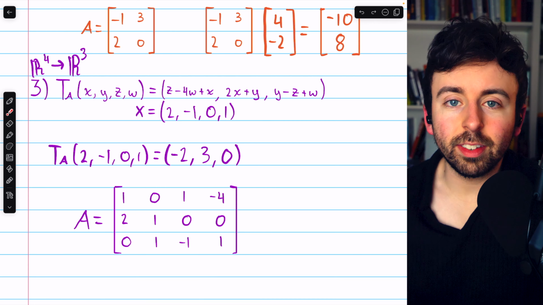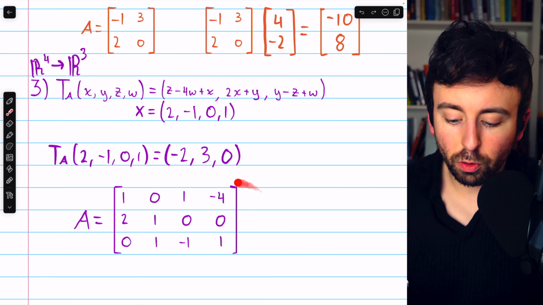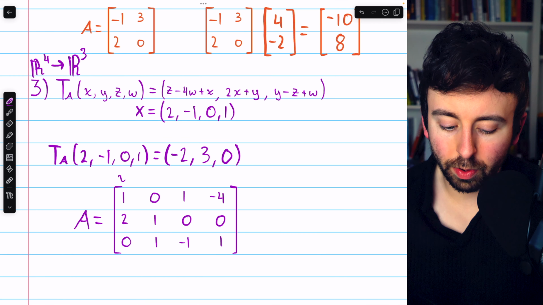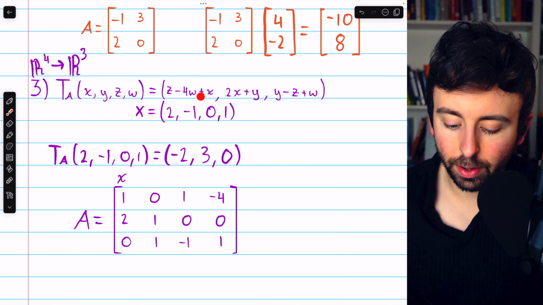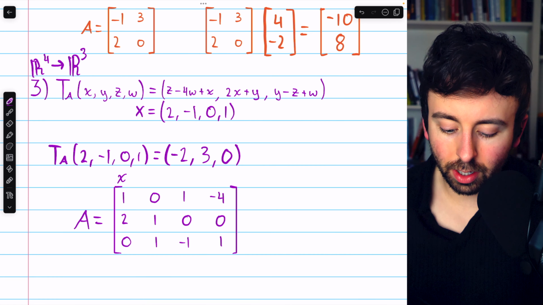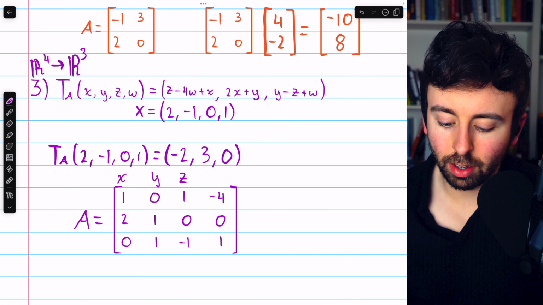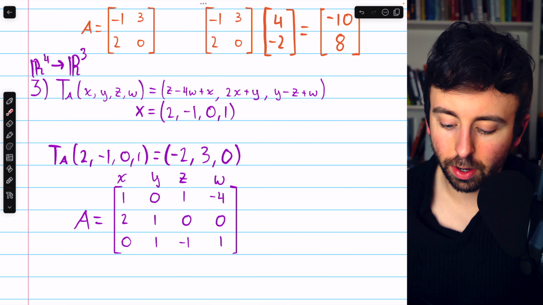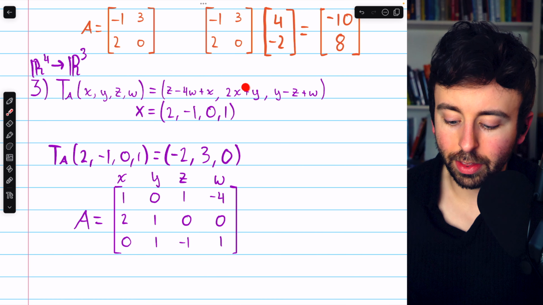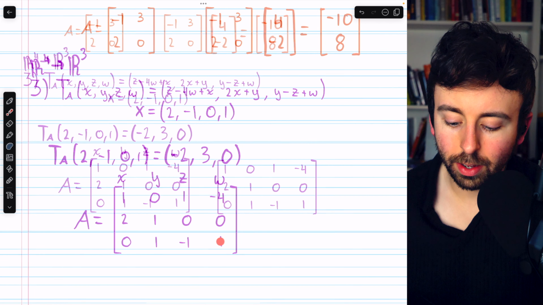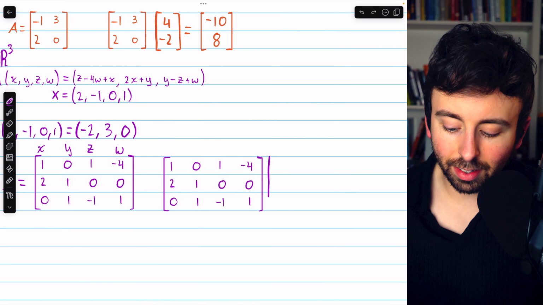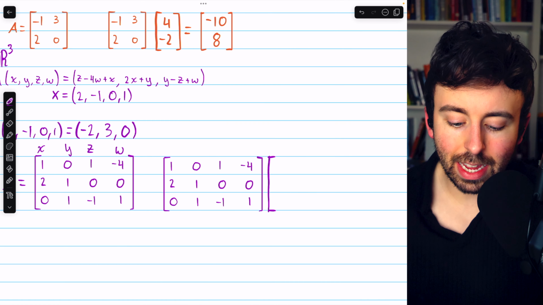We could have accomplished this same thing by multiplying by the standard matrix seen here. Again, this just comes from the coefficients. The coefficients of x are 1, and then 2, and then 0. And then the coefficients of y, and then the coefficients of z, and then the coefficients of w. The coefficients of w, just for one more example, are negative 4, and then 0, and then 1. So we could have arrived at this same answer, negative 2, 3, 0, by taking the standard matrix and multiplying it by the input vector.